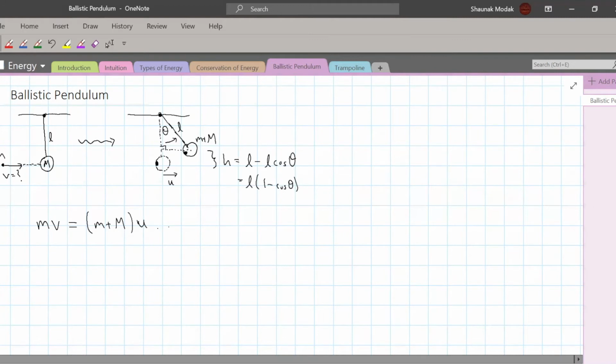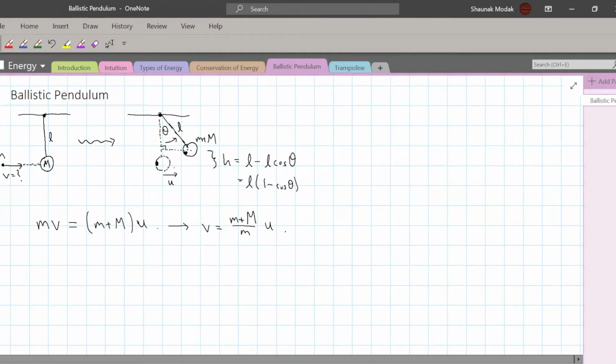The reason we wrote this expression is because it gives us v in terms of u. So v is the sum of masses divided by the projectile mass, times u. The reason we introduced u into this problem is because we want to use u in the conservation of energy setup.